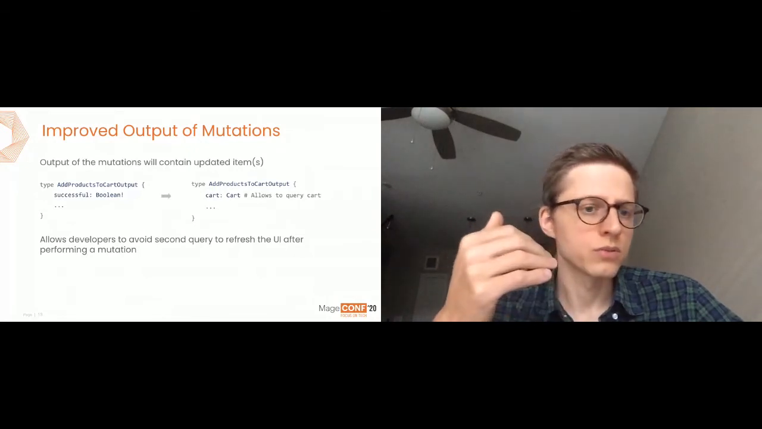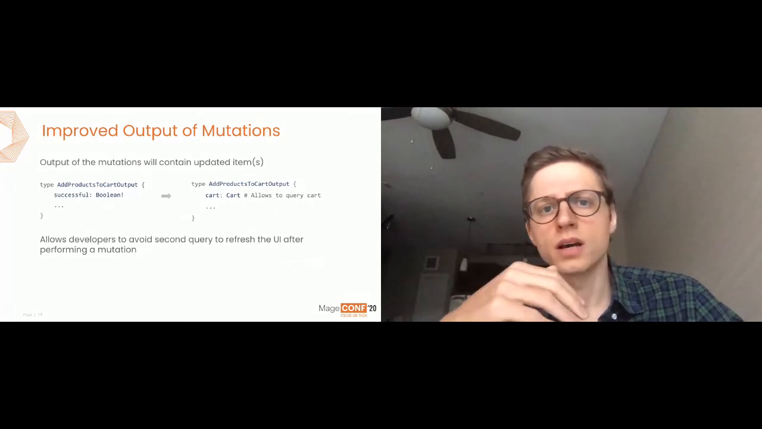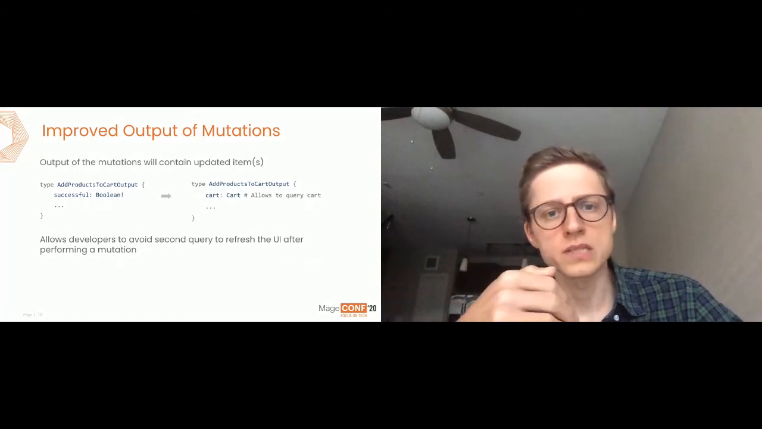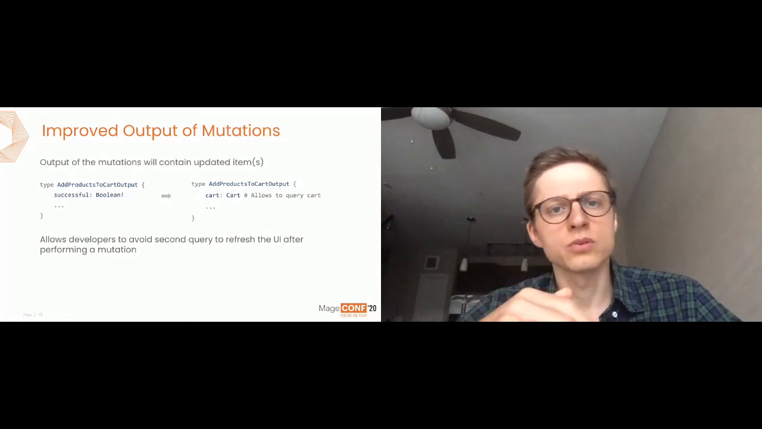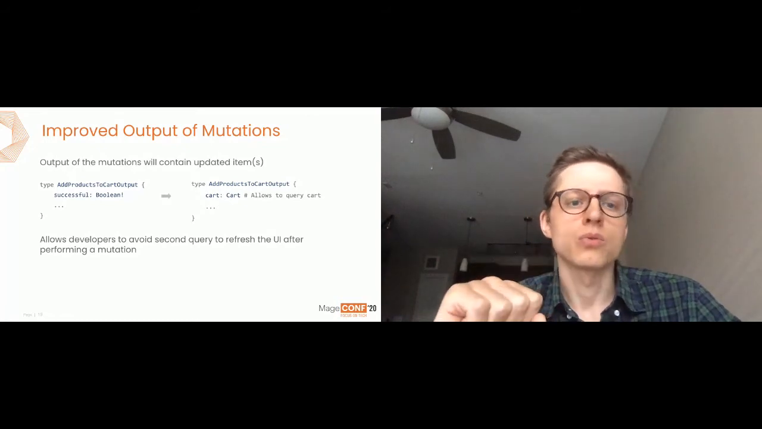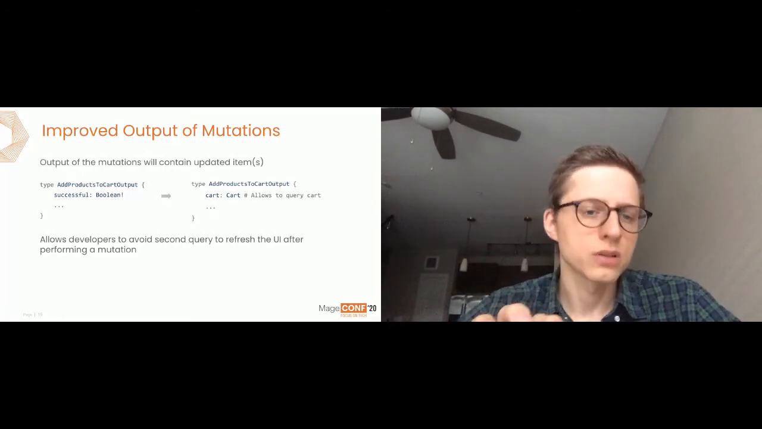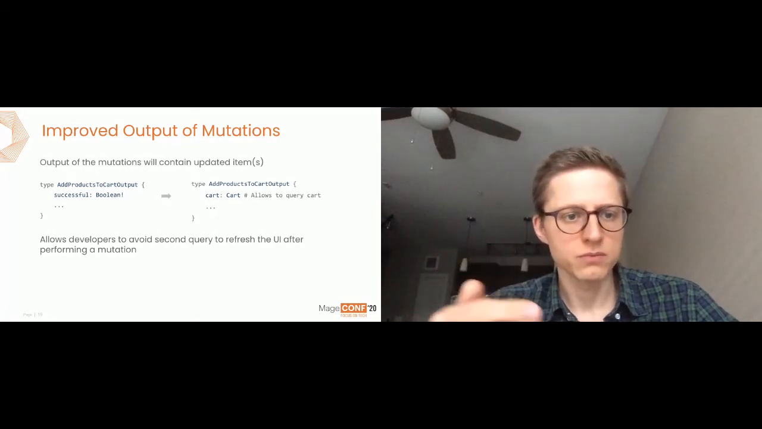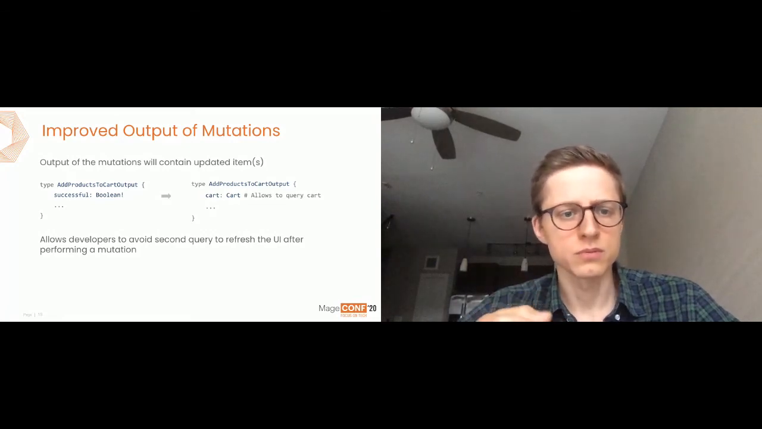It's very often that clients want to update entities that they just modified, or it could be even a list of entities. If you, let's say, add a new item or delete an item, you probably want to update the list. Or if you're modifying a single entity, you probably want to update the presentation of that entity on the UI. So previously we have been returning just a Boolean field so the client can tell if the operation was successful.